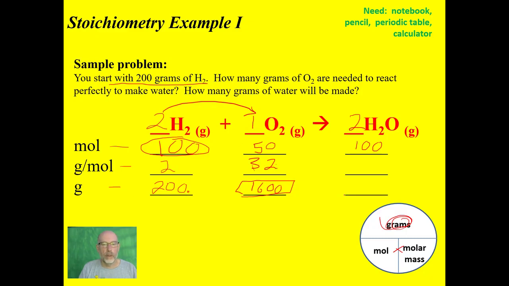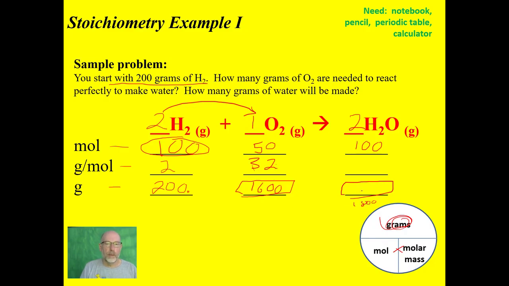The other answer that we want to get is this one here. How many grams of water will we make? Well, because matter is neither created nor destroyed, there's a shortcut right now. And that is 200 plus 1,600. I think the answer is going to be 1,800. I'll write it here. Write it small. I think it's going to be 1,800.